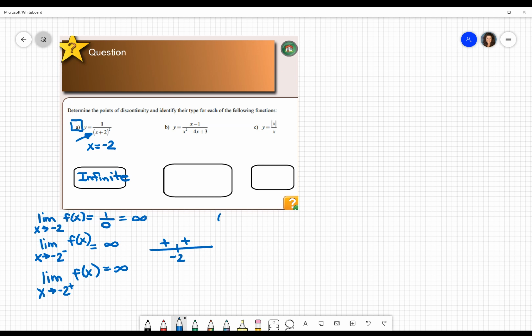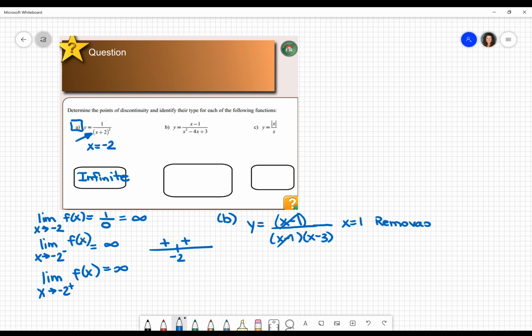Now, looking at question B, I notice that I have a binomial linear over quadratic. So I'm going to factor that quadratic right away just to see what's going on. And so I've got an x minus 3 and an x minus 1. Well, the x minus 1's reduce out. So that tells me that's a removable discontinuity. So at x equals 1, it's going to be removable.